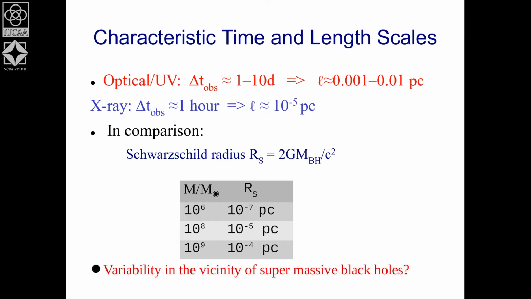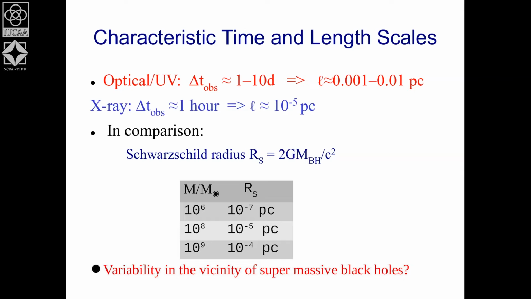On the other hand, if you look at the variability time scale in the X-ray band, the X-ray emission varies on a much faster time scale. The time scale is about 1 hour for many AGN, and this time scale of 1 hour translates into a size scale of very small, 10 to the power -5 parsec or so.